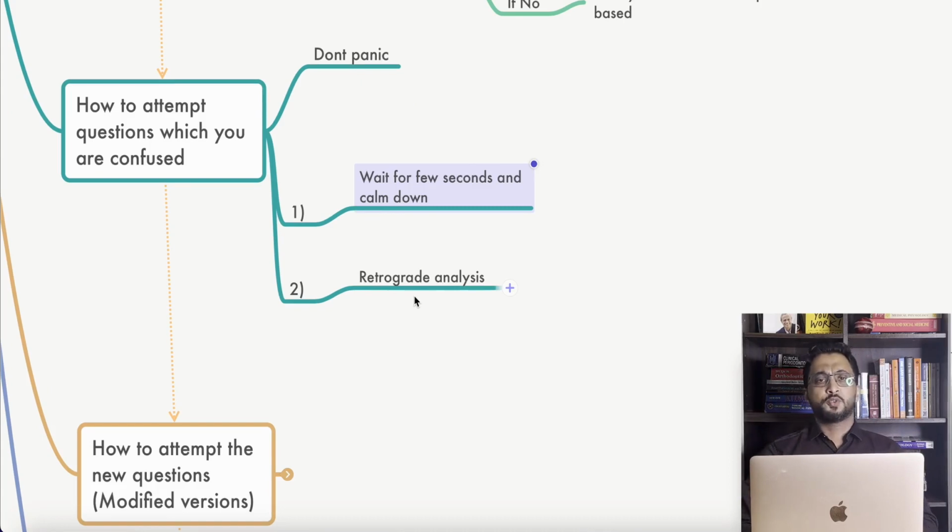What is retrograde analysis? It means you read the question and you read the options. Imagine the question is on ameloblastoma, or multiple myeloma, just as an example. Multiple myeloma: where did you study that? Just in general medicine, for example. I studied multiple myeloma in the chapter called blood.